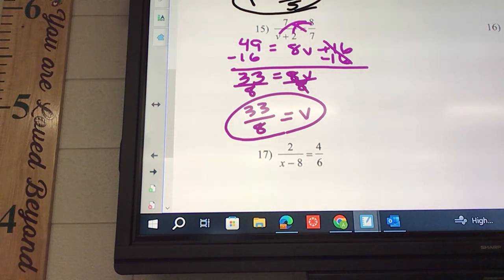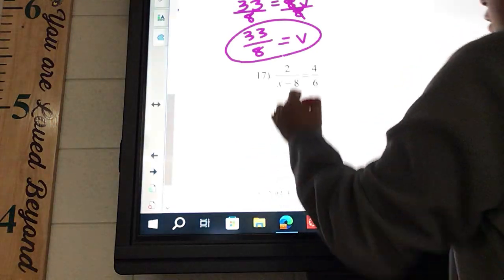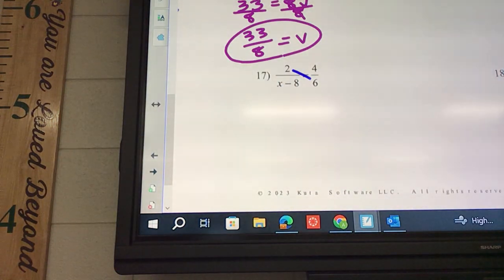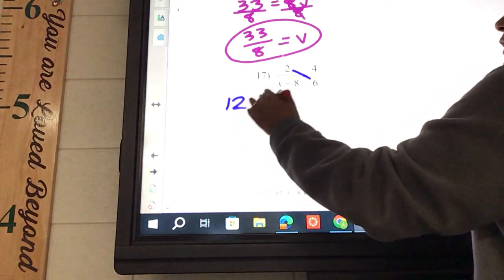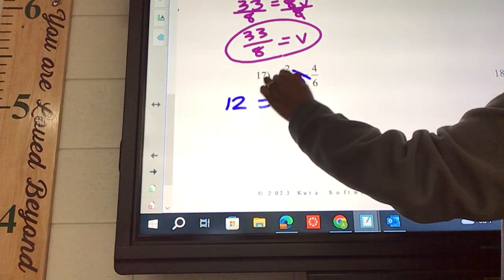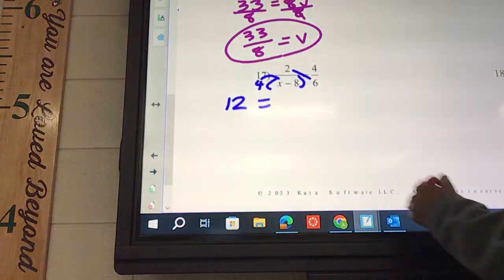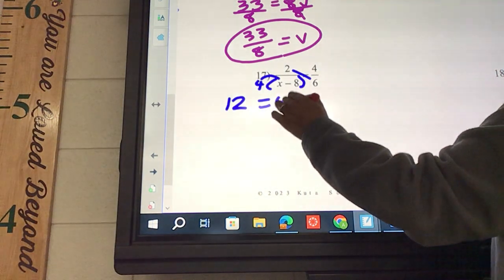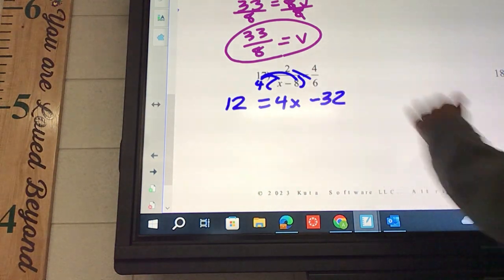We got one more? Just one. Okay, 2 times 6, 12. And then on this side, again, we got these parentheses and we're timesing, so you're really distributing. So 4 times x, 4x. 4 times 8, 32.